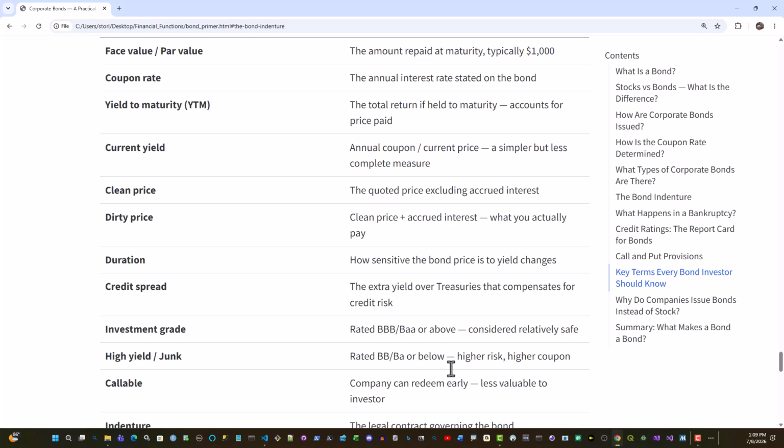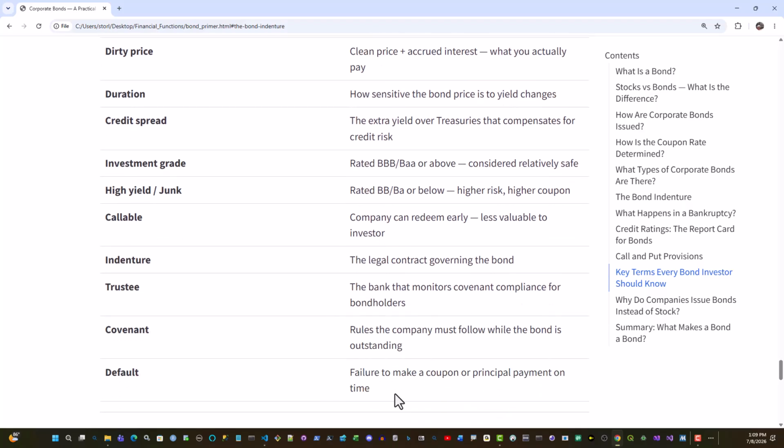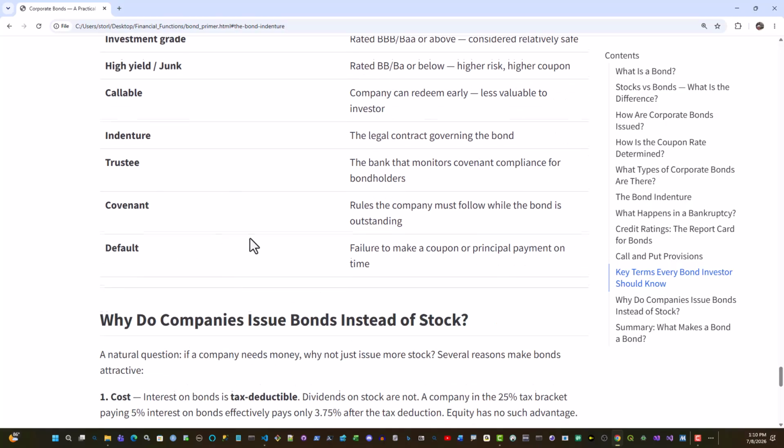Credit spread is the extra yield over treasuries that compensates for credit risk. We talked about that earlier, where you took the risk-free rate and, depending on your investment grade, you added more and more basis points to it. Investment grade, rated BBB/BAA or above, is considered relatively safe. And again, it all goes back to who you trust, right? All right, so there are some more terms there you can look at.